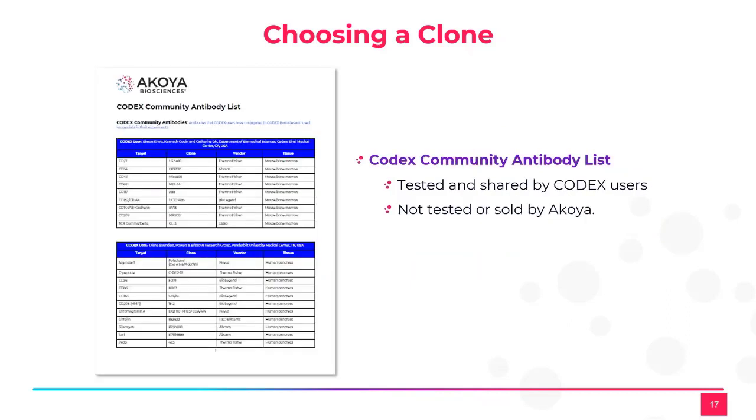You can also refer to our community antibody list, which includes antibodies that were successfully conjugated and tested and shared by CODEX users. If you can't find your clone on either one of these lists, then you can refer to the guidance on the next 2 slides.